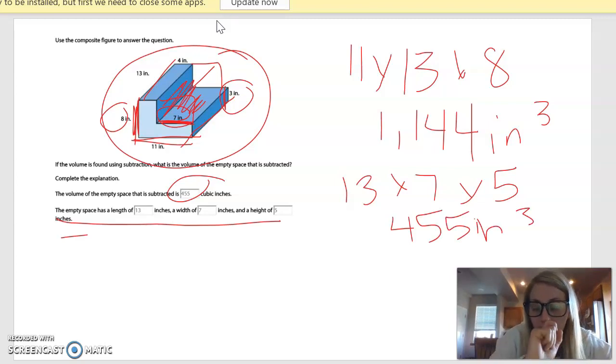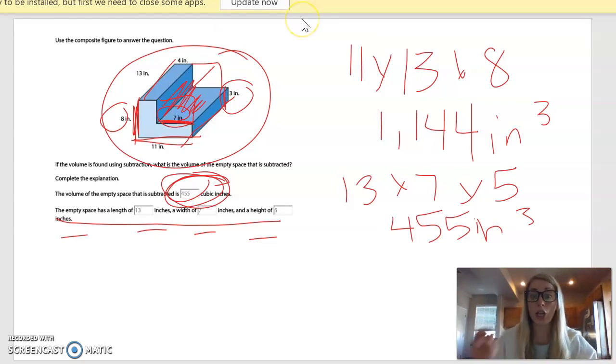Yes, that is what we get from there, because they asked us what is the empty space volume. So 13 times 7 times 5, that is our empty space volume. Then you just fill in the blanks that they asked you there. So today is a little bit tricky. You really have to use your eyes to search for those hidden clues to be able to figure out your missing numbers. I know you guys can do it. Please push through. We're almost done, and have a wonderful Tuesday.